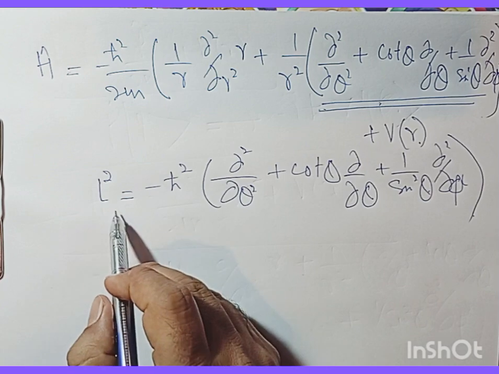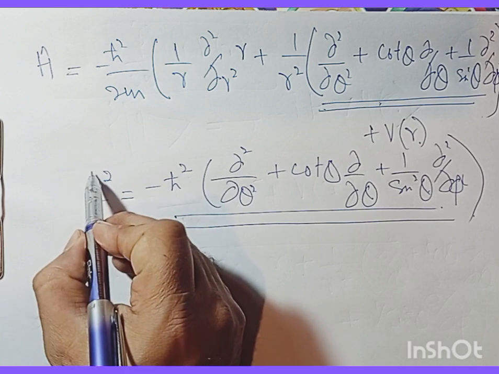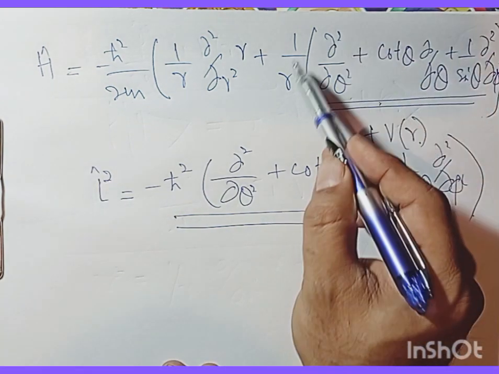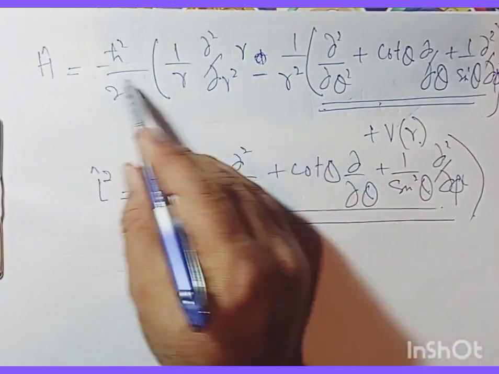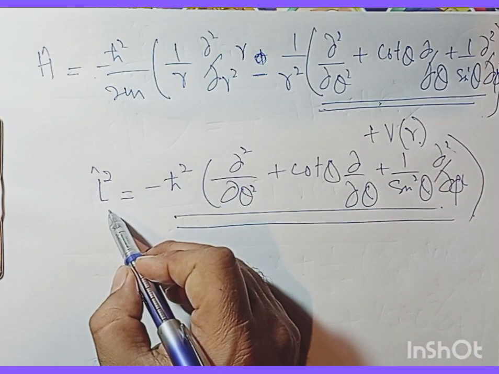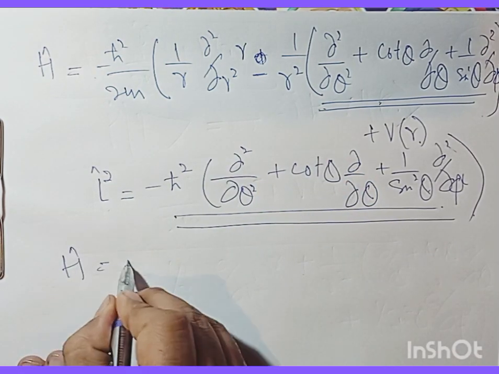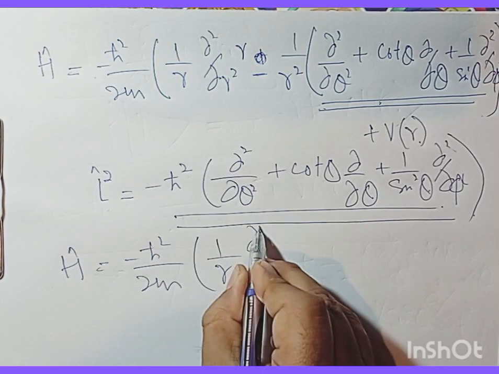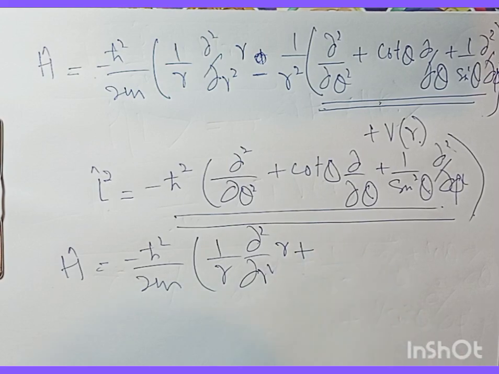This whole thing is nothing but the square of the angular momentum operator. So for this, there should basically be a minus here. Because this is multiplied, this is negative, so I can use L square, and this will become plus. So I can write H is minus h cross square by 2m, 1 by r, d2 by dr2 of r, then plus.